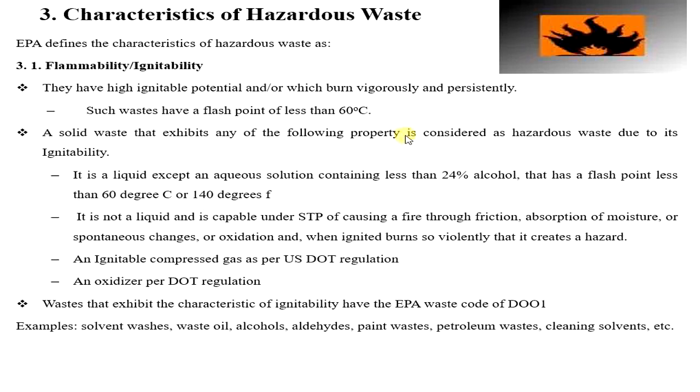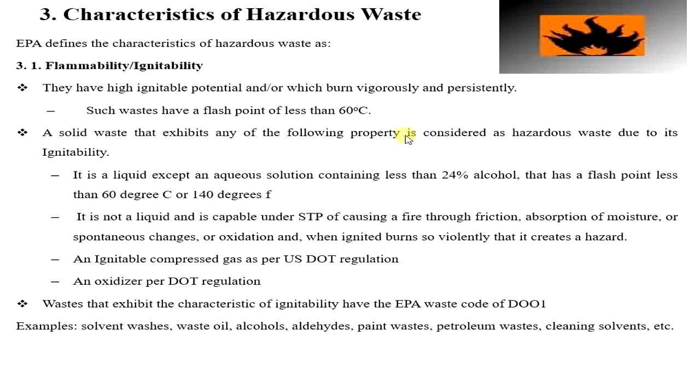A waste that exhibits the characteristic of ignitability has the Environmental Protection Agency waste code D001. Examples: solvent wastes, waste oil, alcohols, aldehydes, paint wastes, petroleum wastes, cleaning solvents, etc. They are highly flammable or highly ignitable.